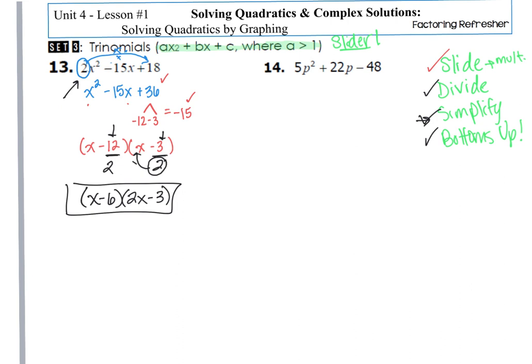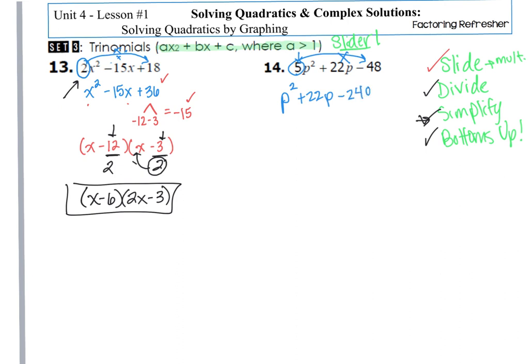Okay, so moving on to number 14. We have 5p squared plus 22p minus 48. So my issue, again, is this 5 that's in front of p squared. It will not divide away. So we're going to have to do these steps again. We're going to have to slide it away. So we're going to take this 5, and I'm going to slide it over and multiply it to negative 48. So that's going to leave p squared by itself. We have plus 22p still in the middle term, and then 5 times negative 48 makes negative 240.